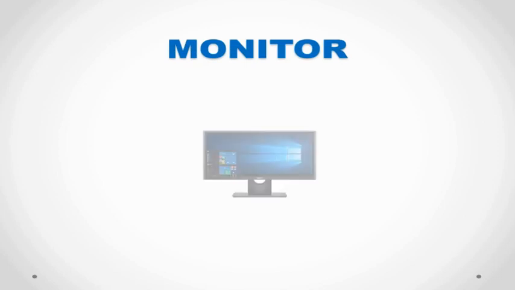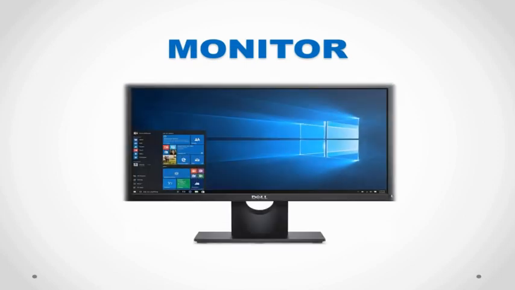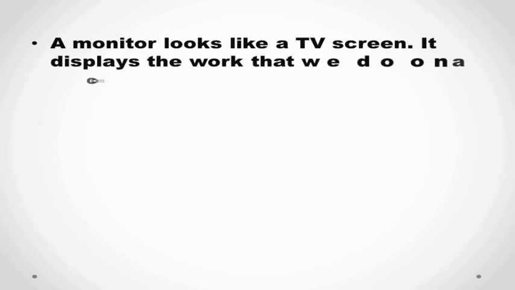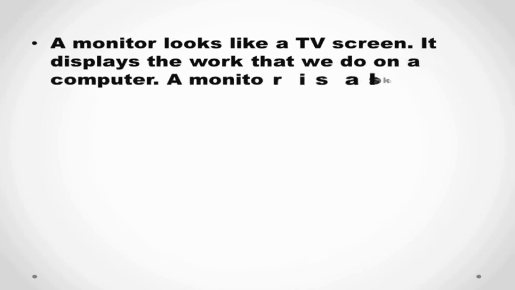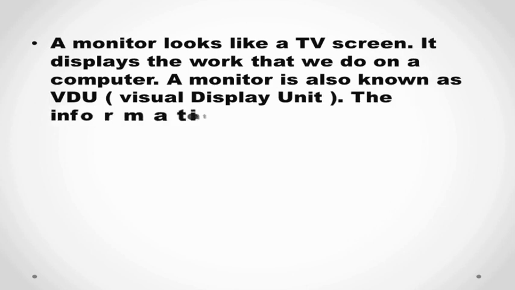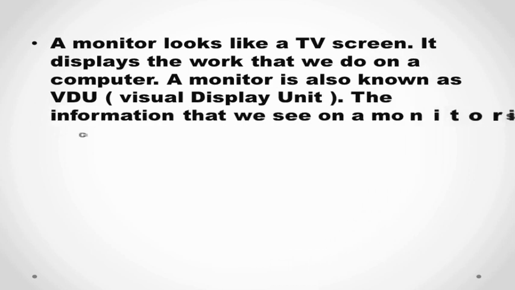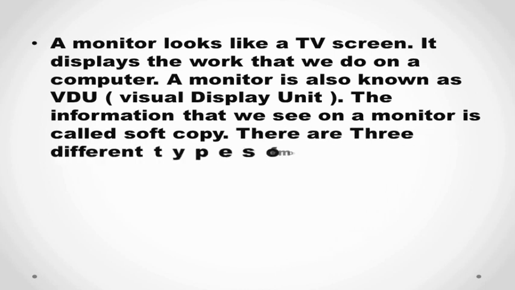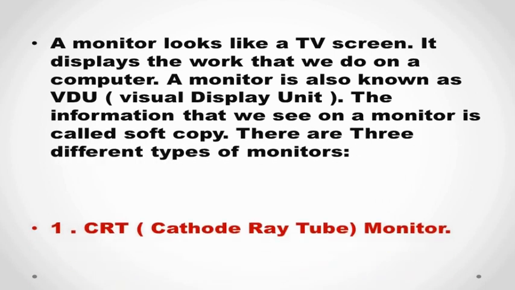This is monitor. A monitor looks like a TV screen. It displays the work that we do on a computer. A monitor is also known as VDU. VDU stands for visual display unit. The information that we see on a monitor is called soft copy.